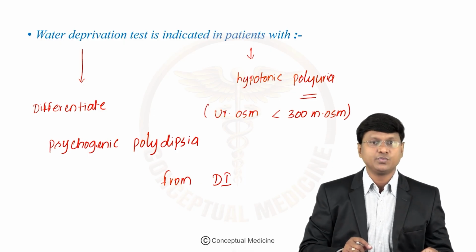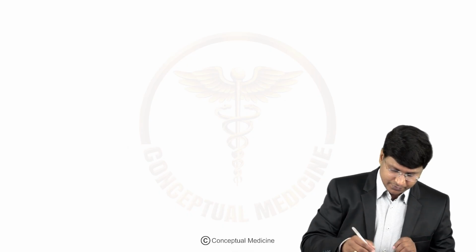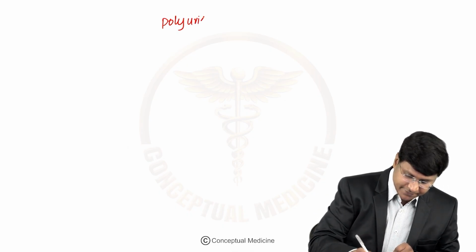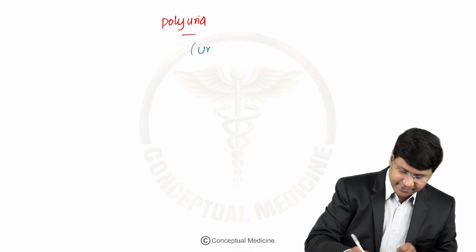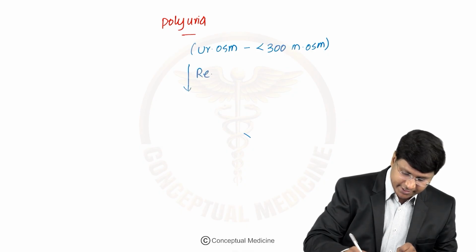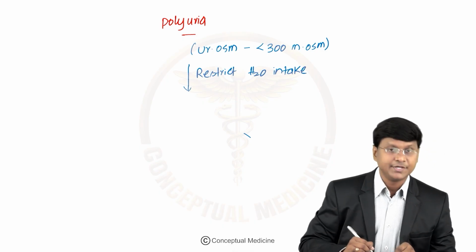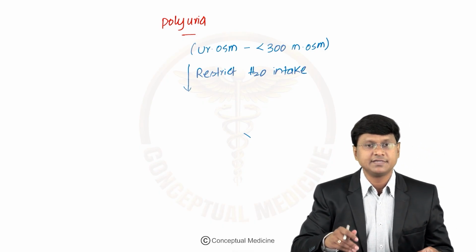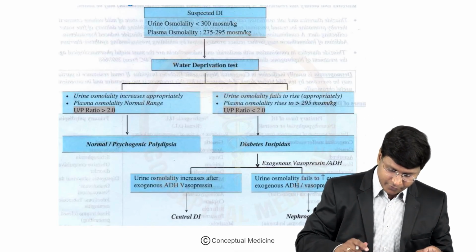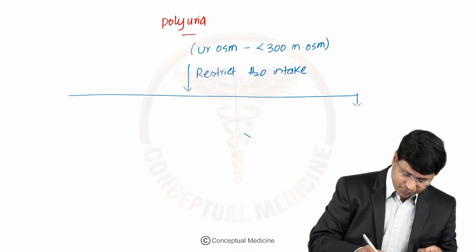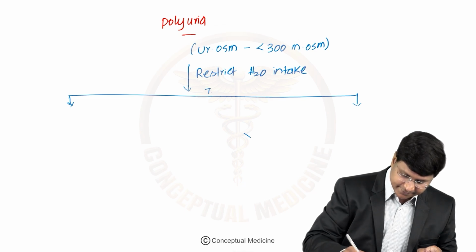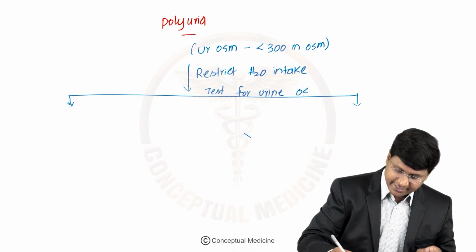Now let me also explain how we do this water deprivation test. Suppose a patient is presenting to you with a history of polyuria and you have tested the urine osmolality and found that it is less than 300 milliosmoles. Then what we need to do in this individual is first restrict the water intake for 4 to 6 hours. Restricting the water intake is nothing but your water deprivation. Following that, you should test for the urine osmolality again, after restricting the water intake for 4 to 6 hours.